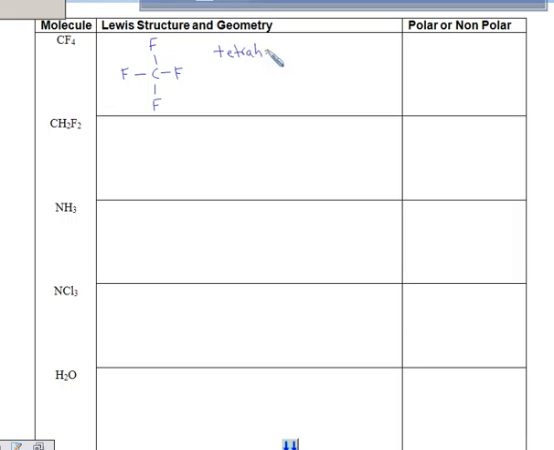Now in this case, I'm going to leave off all those lone pairs on the fluorine because it kind of messes up being able to see what's going on with the electrons being pulled away from the carbon. In all cases, the electrons are going to be attracted towards the fluorine atoms. And notice that the electrons are being equally pulled away from the carbon center. So what is happening here again is the polar bonds cancel. This is a symmetrical molecule. So since it's symmetrical, it is nonpolar.